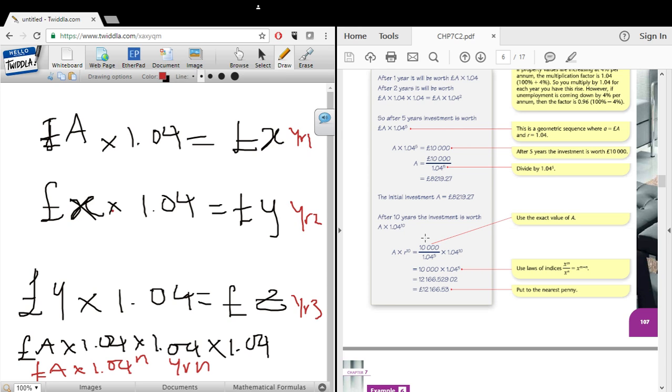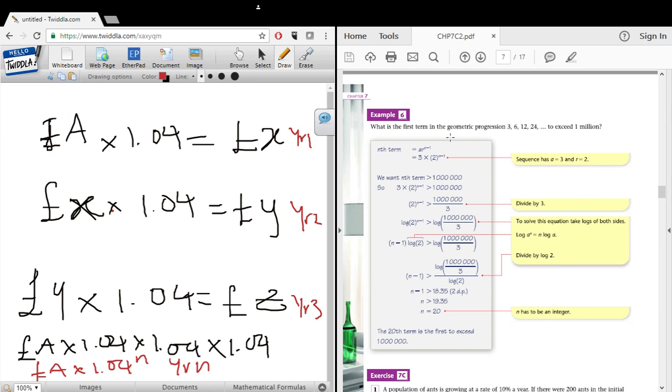So after 10 years, the investment is worth A times 1.04 to the power of 10. I hope you're appreciating here that years is the number of years that they want you to look into, is the N value here. And so the same thing happens, whereby you have this particular value, and then it carries on as such.